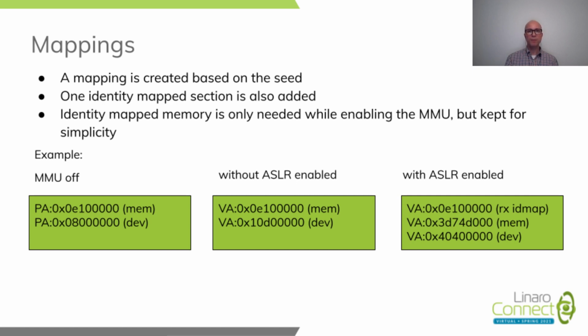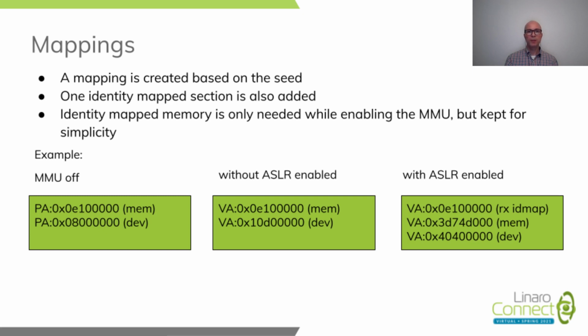Mappings. A mapping is created based on the seed. We are executing in the binary, so we need to keep a small part of the binary identity mapped. This is because the code enabling the MMU is executing from physical memory. The identity map is needed also after the primary CPU has enabled the MMU, since the secondary CPUs may need to enable the MMU, also relying on identity mapped memory. Depending on how CPUs later are turned on, off, and on again, we may need to be able to enable the MMU after we have booted all CPUs.